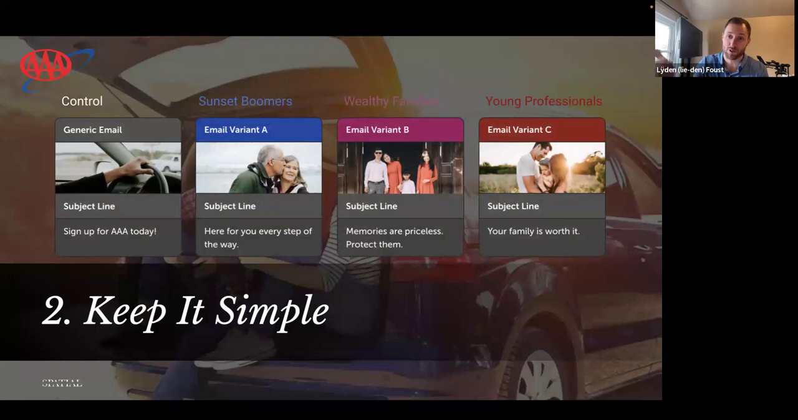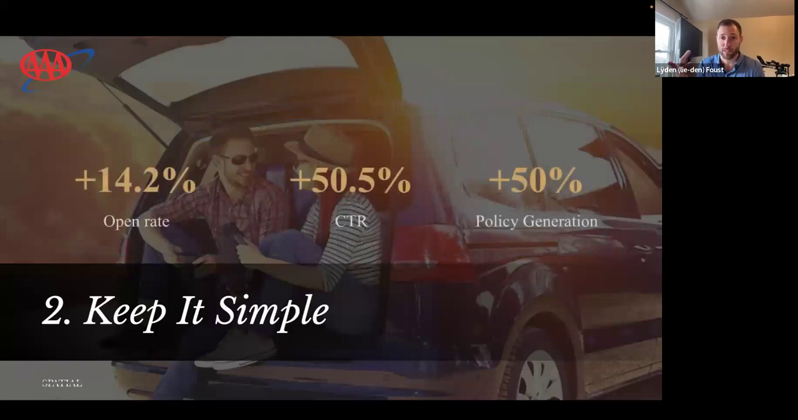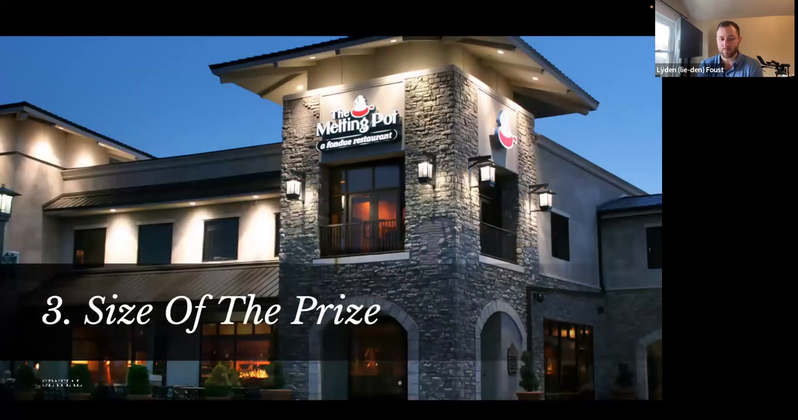If it's an older person, show some older people in the copy and imagery. And the results are really good. They had a 14% higher open rate, 50% higher click-through rate, and the people that came to the personalized email were 50% more likely to actually buy an insurance policy when they talk to an insurance agent.